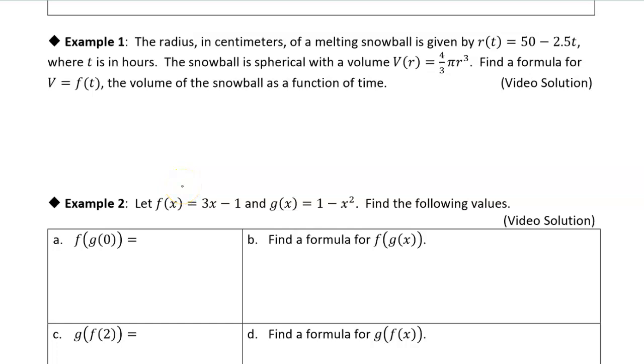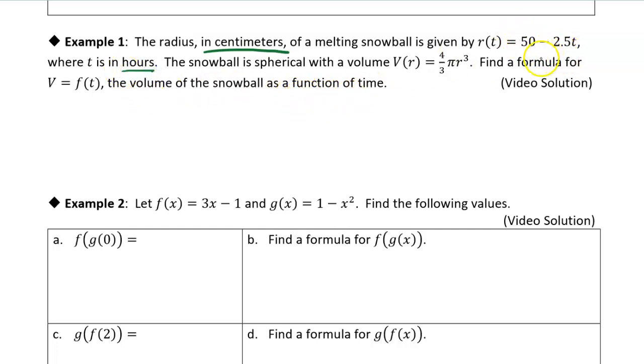All right, in this example, we've got a snowball that's melting, and its radius is given by this function r of t. And it looks like it's a linear function. So to me, this function 50 minus 2.5t is saying that the radius is initially 50 centimeters, right, because r is in centimeters, and it's going down by 2.5 centimeters every hour because t is in hours.